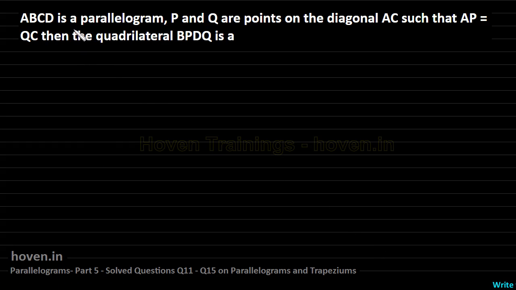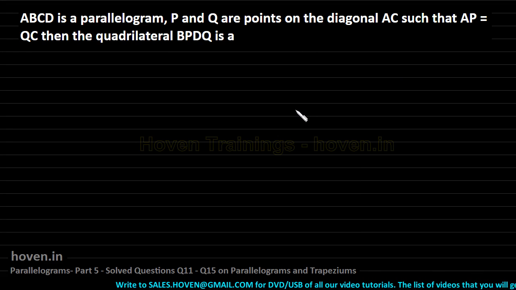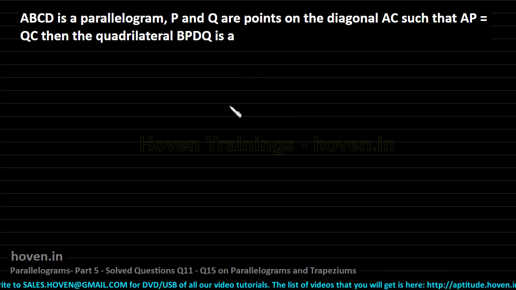The question says ABCD is a parallelogram. P and Q are points on the diagonal AC such that AP is equal to QC. Then this quadrilateral is what? That we have to answer. Four options must have been given. We are trying to find out the nature of this quadrilateral. Let us draw a diagram for this first.